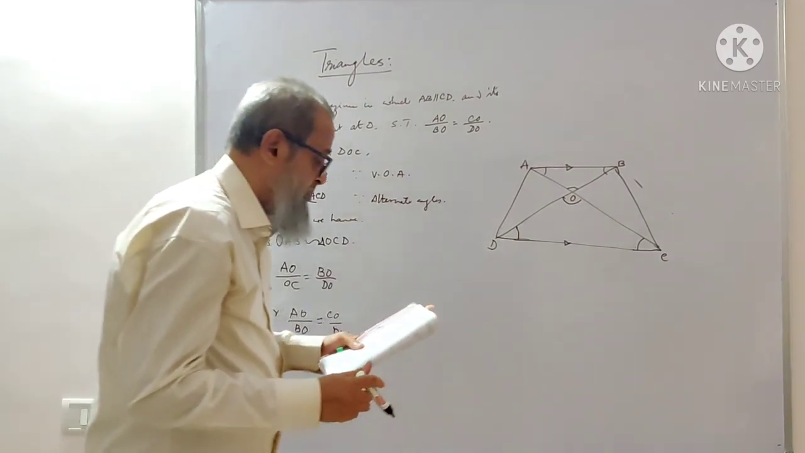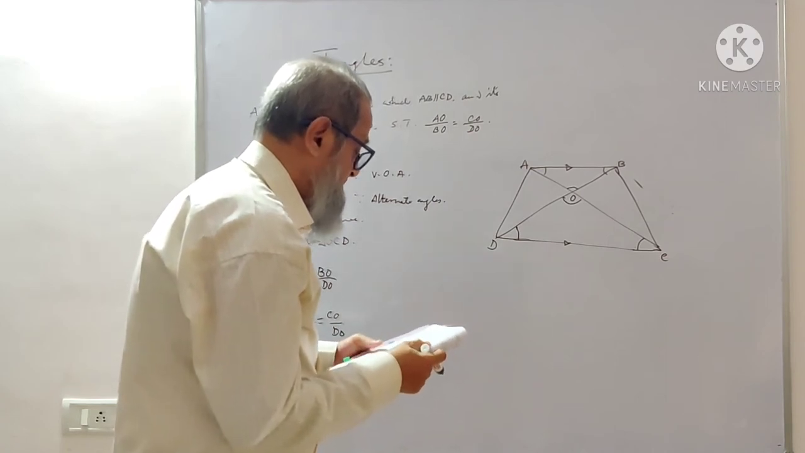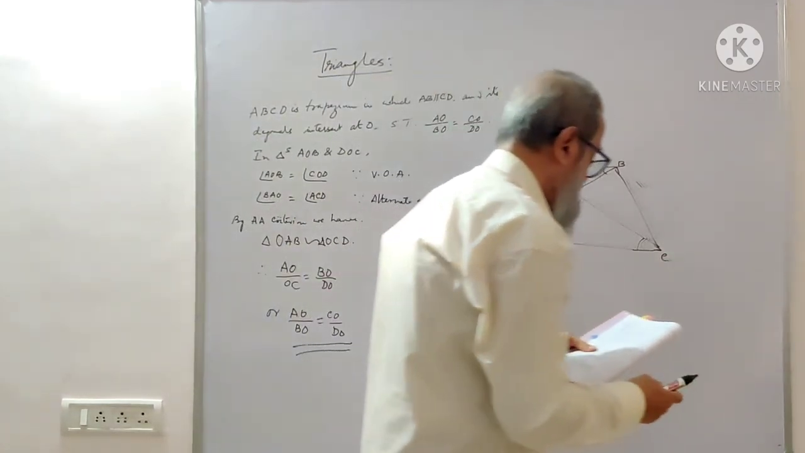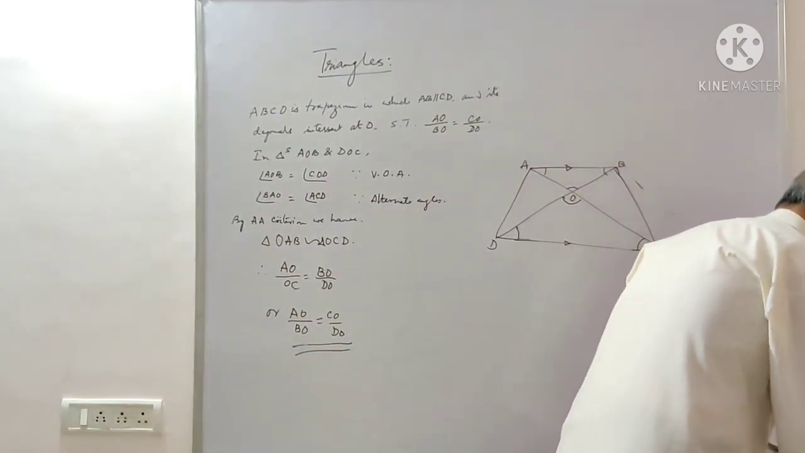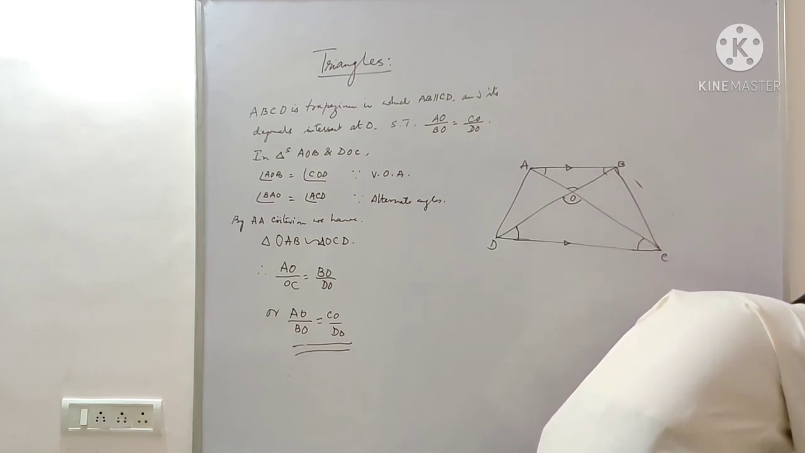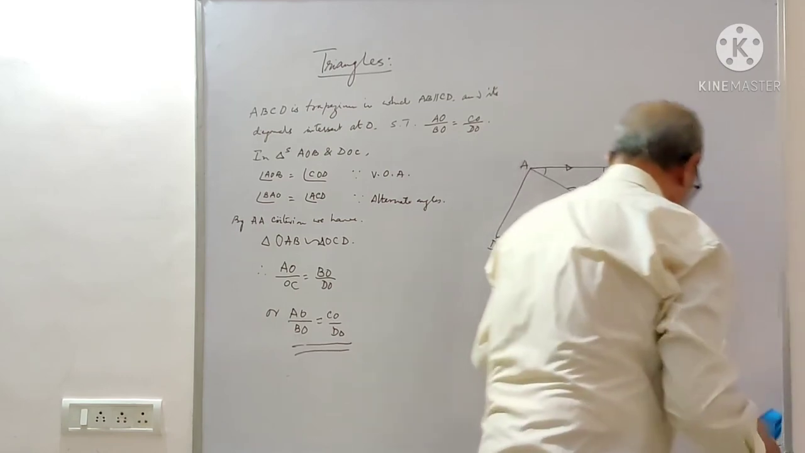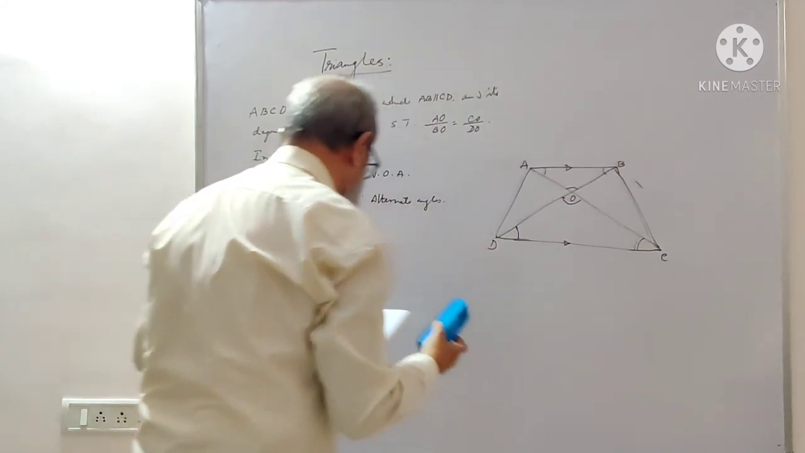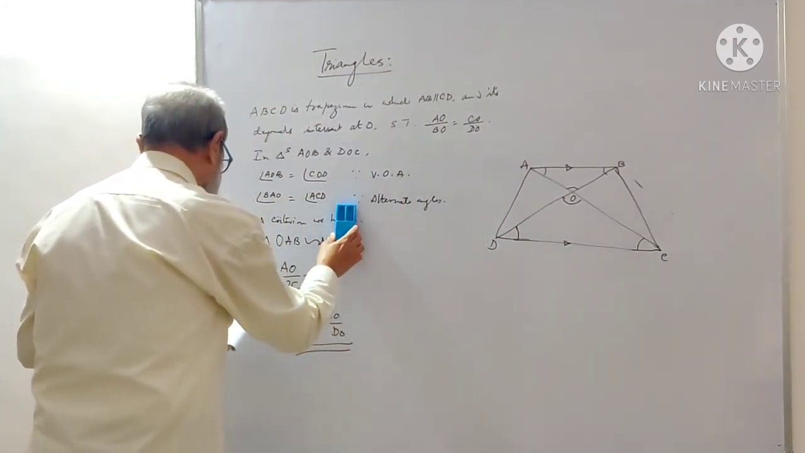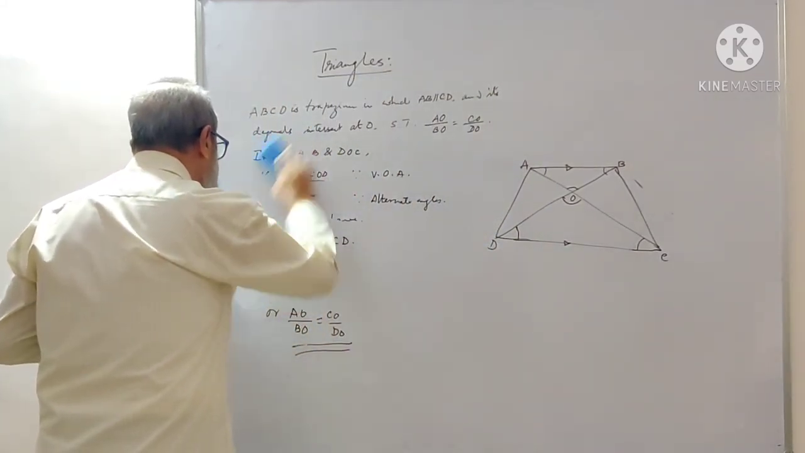Let us take this problem. In the figure, if QR by QS is equal to QT by PR and angle 1 is equal to angle 2, show that triangle PQS is similar to triangle PQR.